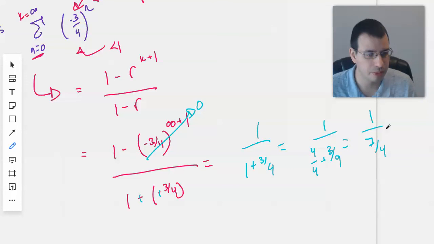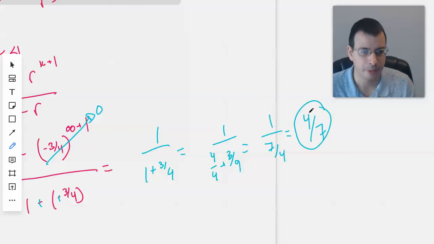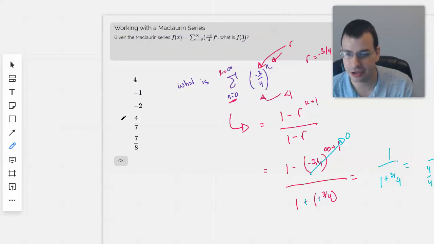which equals 1 over 7 over 4, which is 4/7. 4/7, and this is the answer.